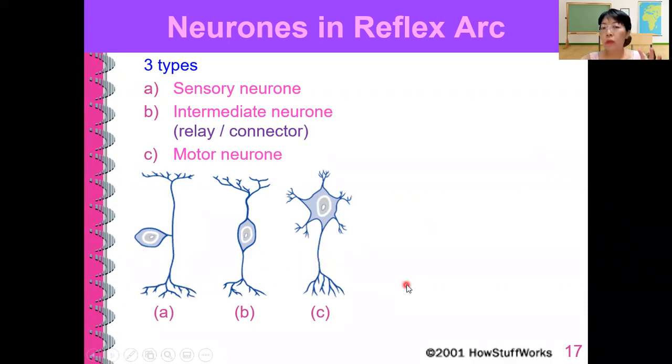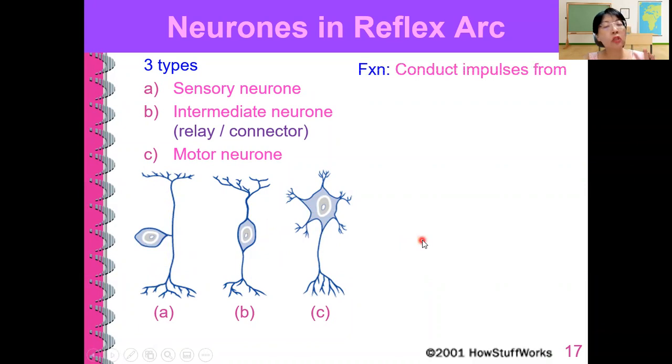When you look at the diagram, you can see that the main difference between the three of them is the location of the cell body. The location of the cell body is very different. The cell body is the part of a cell which contains the nucleus. The rest of the part is the very narrow cytoplasm, which forms like a tube.